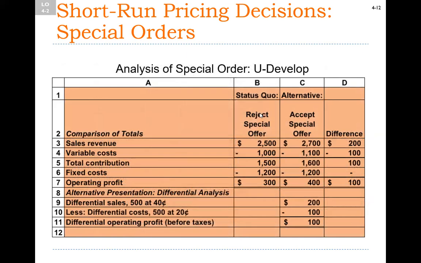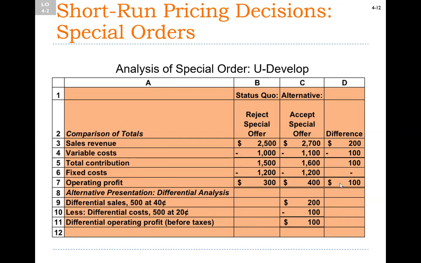So what we're going to do is look at what would happen if we reject the special offer and we just keep things status quo at what they are right now. We have a profit of $300. Now, if we accept the special offer, notice that revenues go up by the 200. Variable costs will increase as well, but our fixed costs remain the same. So even though variable costs increase, our revenues increase by more than those variable costs. So we end up having an operating profit of 400.